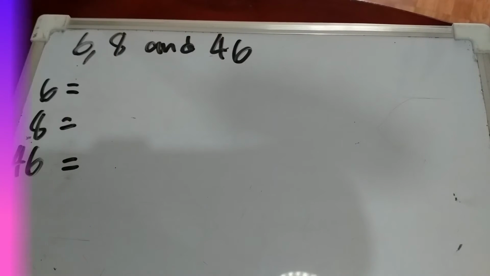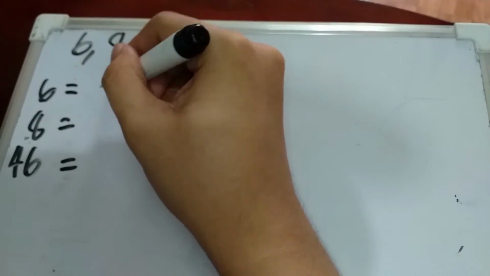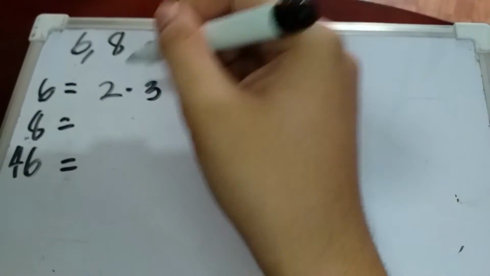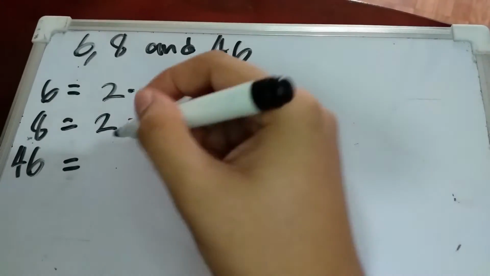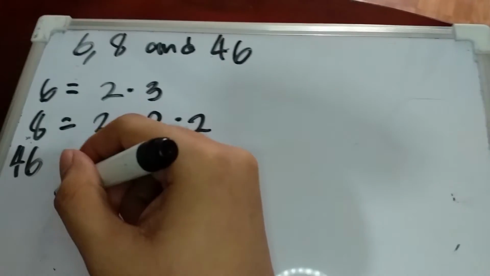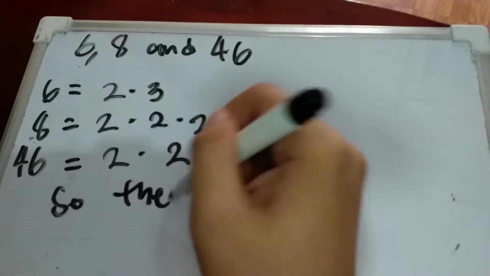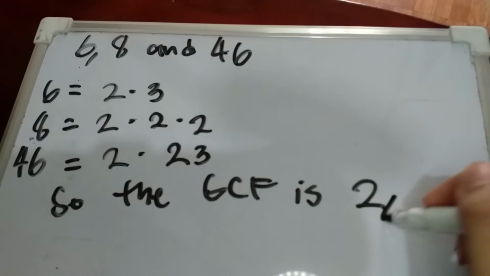Third example is 6, 8, and 46. 2 times 3 is equal to 6. 2 times 2 times 2 is equal to 8. 2 times 23 is equal to 46. So the GCF is 2.